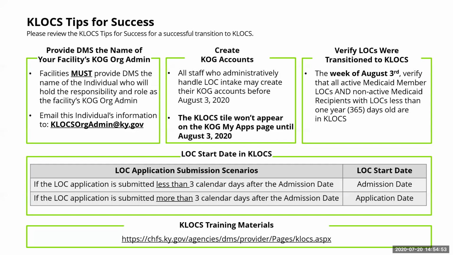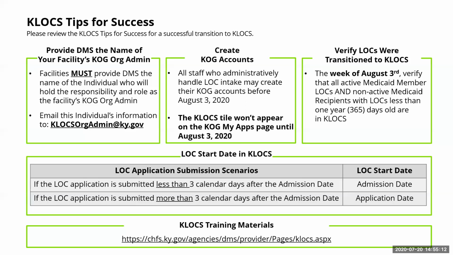So if you have not done so already, please email DMS at that KLOCS orgadmin@ky.gov email the name of that individual. It can be up to 2, because that person is going to be responsible for granting access to KLOCS for all of your staff.